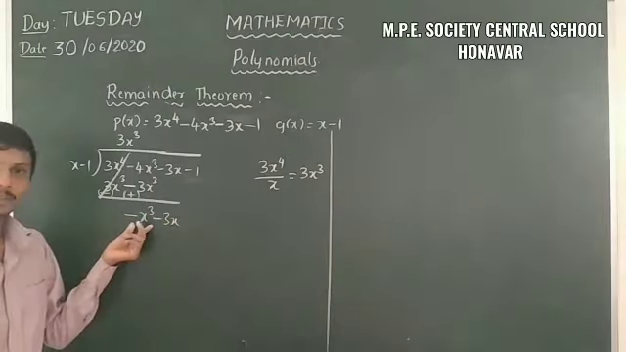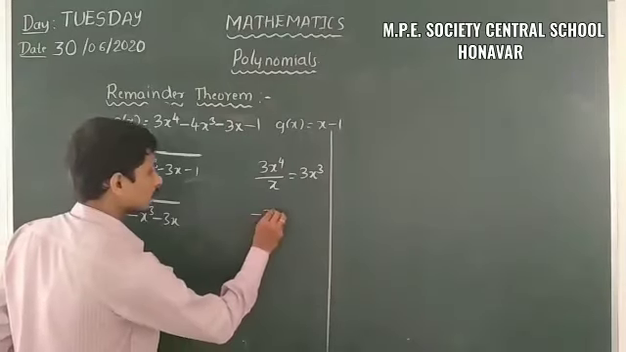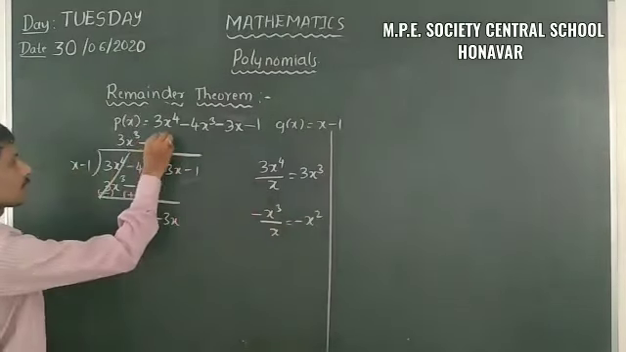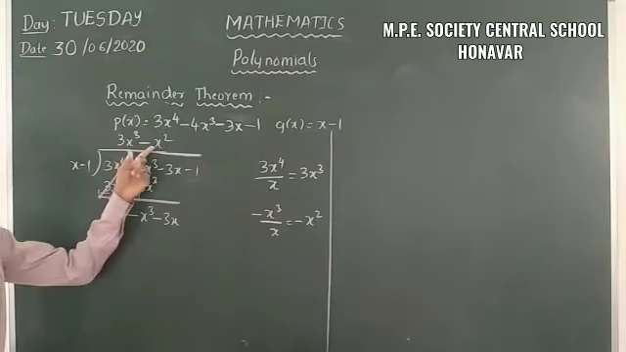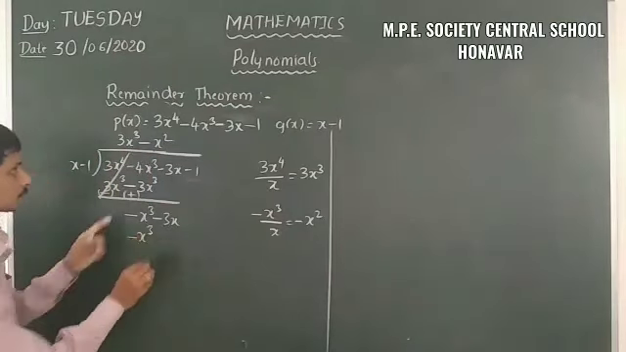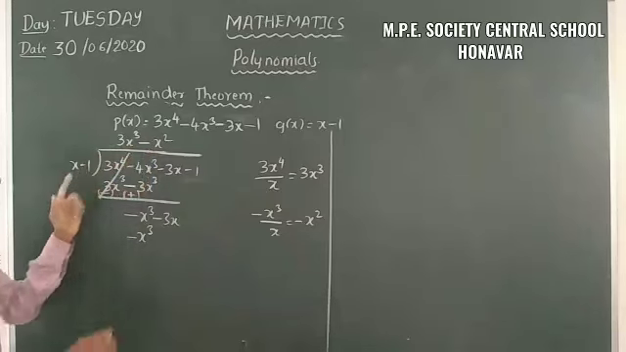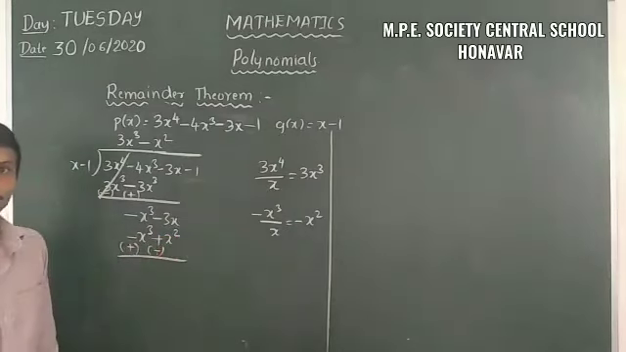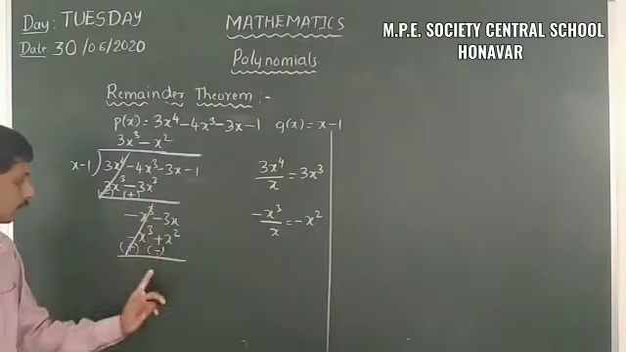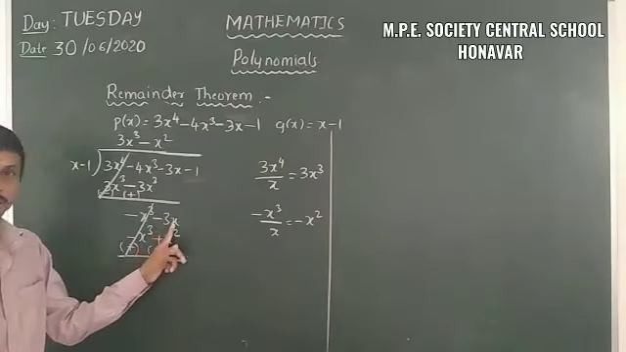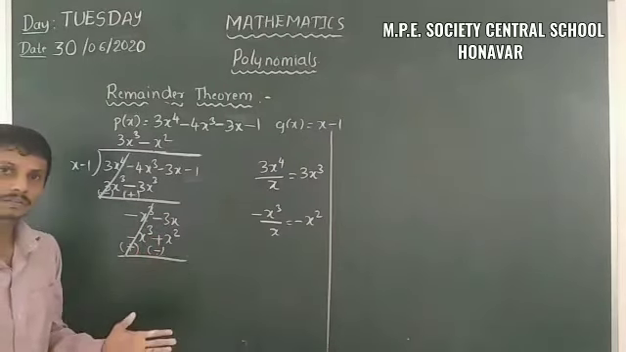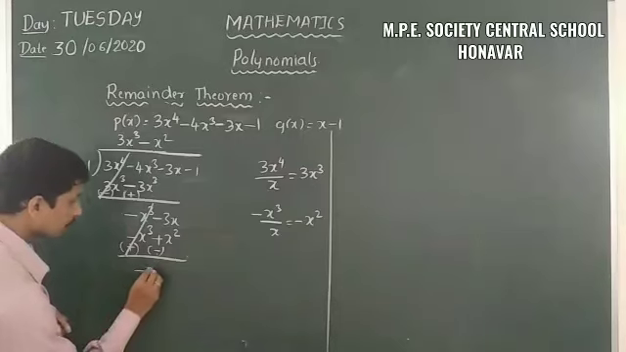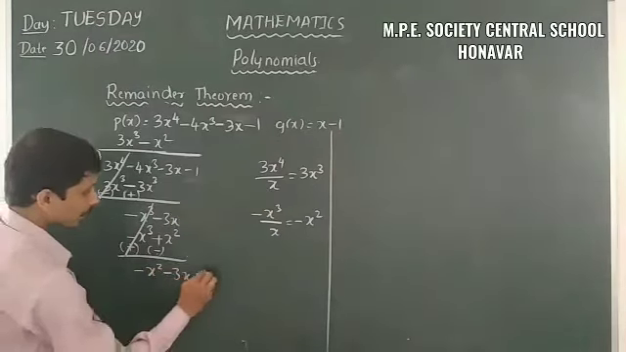Then take the first term of the dividend and the first term of the divisor: minus x cube by x is equal to minus x square. I will write minus x square here. Then we have to multiply minus x square by x minus 1, that means minus x cube plus x square. So we have to change the sign here. Then it cancels out. Here x is there, here x square is there. We don't have to subtract, so we just write it: minus x square minus 3x. Take minus 1 also here.